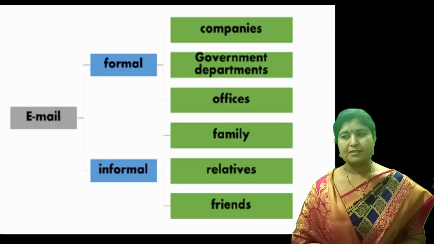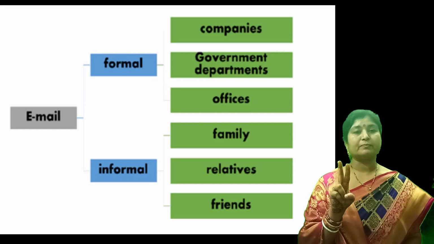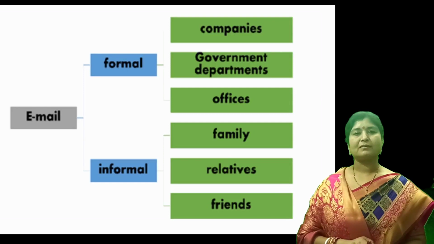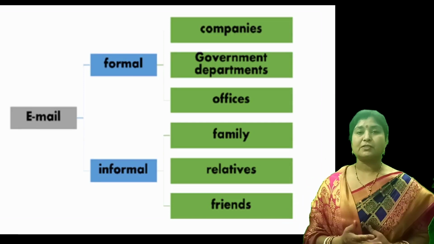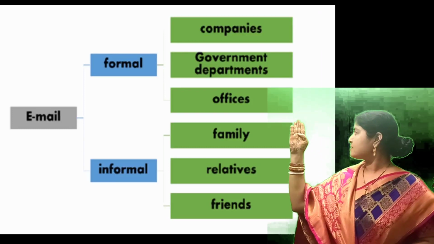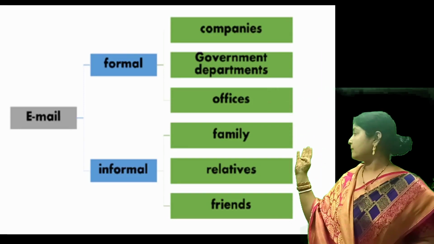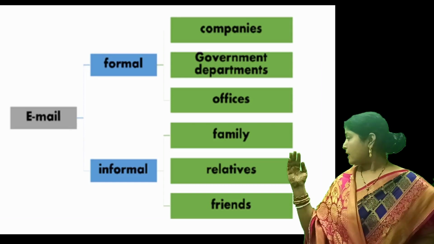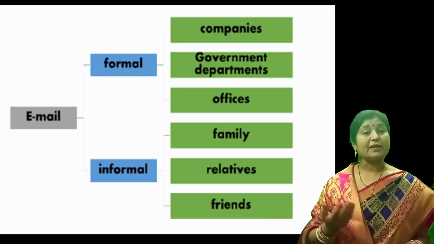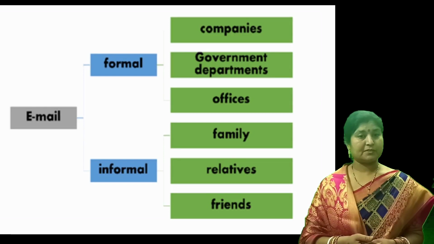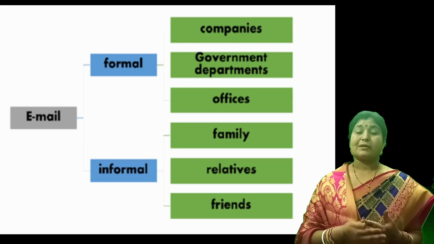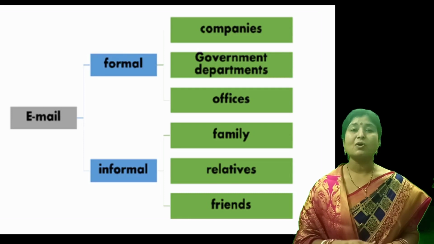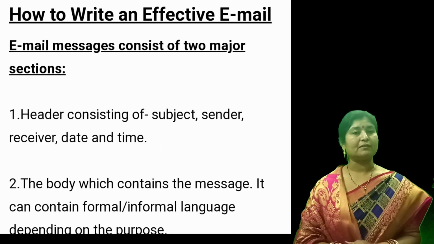So my dear students, as we know, there are two types of emails. One is formal and another one is informal. Formal emails we can write to companies, the government, government departments, and offices. And informal emails we can write to our friends, our relatives and our family members. So the question comes here: how to write an effective email?